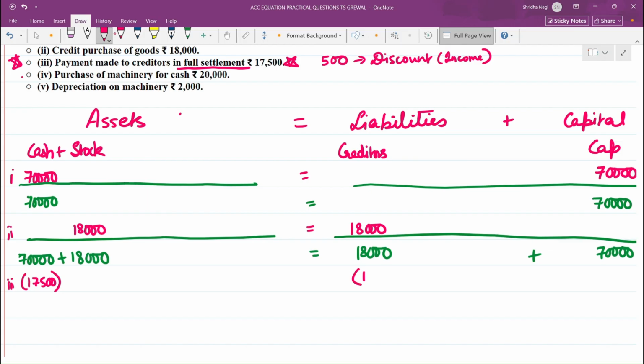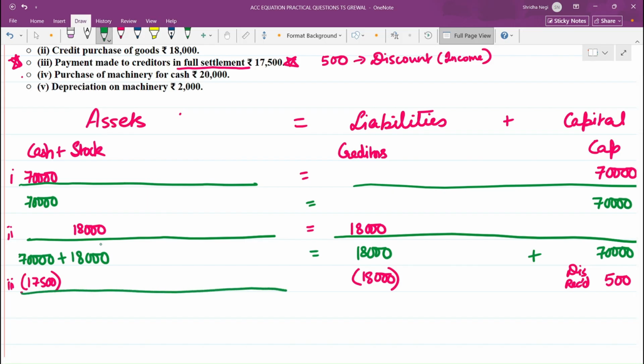इसका मतलब उनका 18,000 कम हो गया है पूरा का पूरा. We have already paid. We have paid them in full settlement. मतलब 18,000 की जगह पे they are ready to accept 17,500. तो cash is decreasing by 17,500. Creditors are decreasing full because वो full pay हो गए एक तरह से full settlement. And 500 discount that we are receiving is like an income for the firm. Discount received. Firm is receiving discount. So 500 capital will increase. 500 capital will increase. Okay.